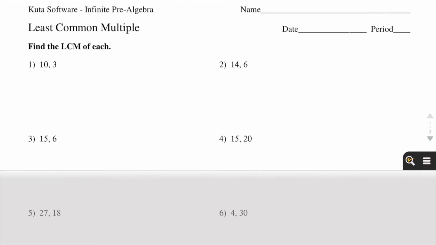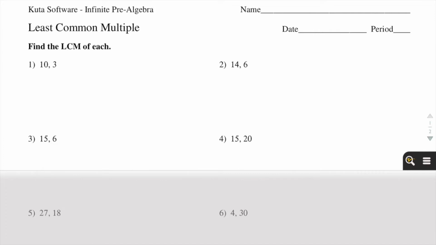This video is going to be on least common multiples. The least common multiple of any two numbers is the smallest number that they both divide into evenly. One good way to find the least common multiple of any two numbers is to multiply them by 1, 2, 3, 4, 5, and so on, and then find the first multiple that appears in both of the lists.